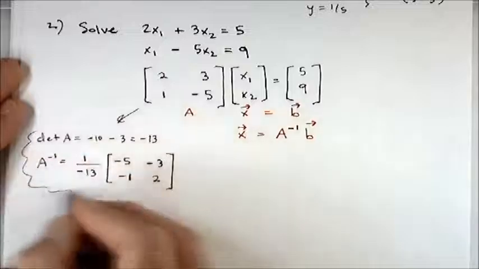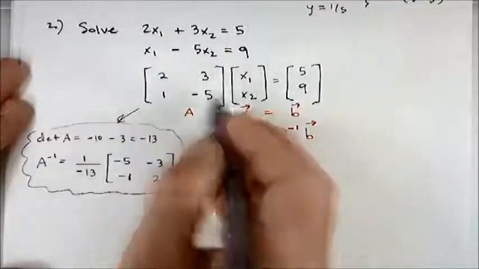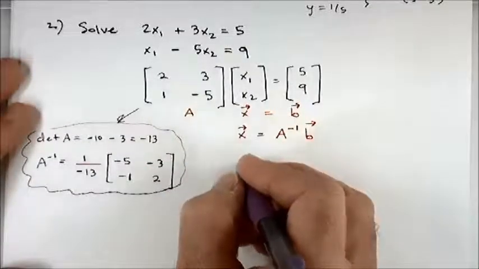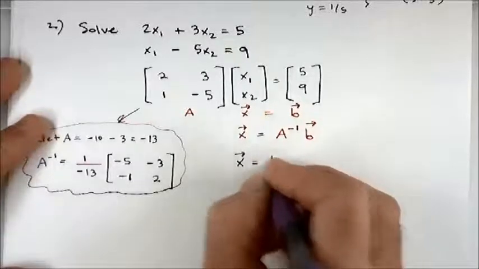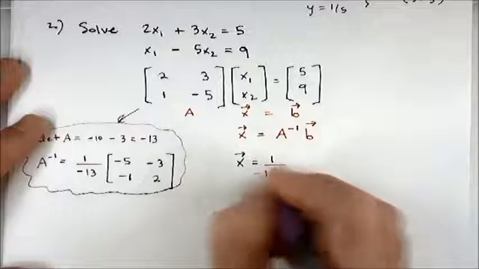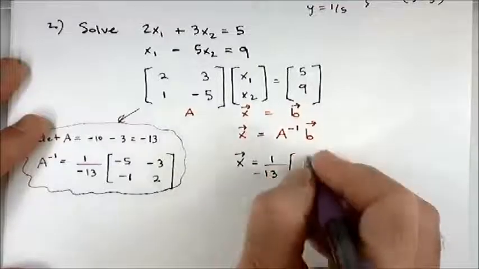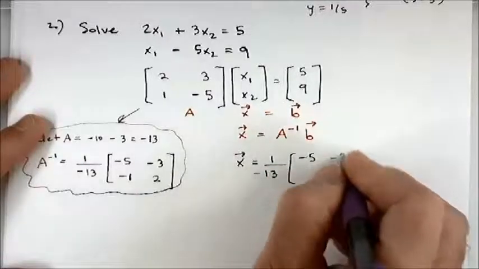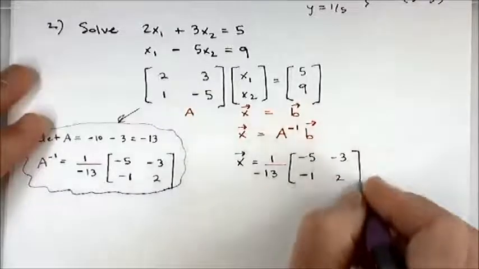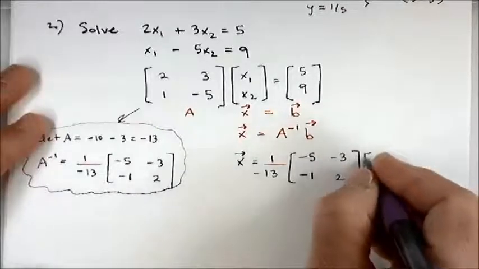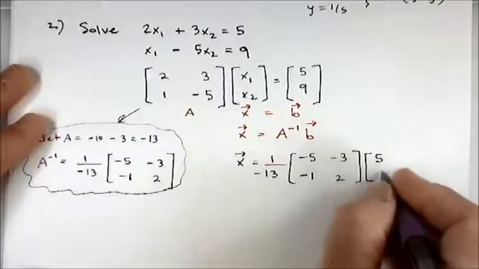Okay, so here's our work for finding the inverse. So now we can proceed here. X bar is A inverse, 1 over -13, times the funny matrix times B.